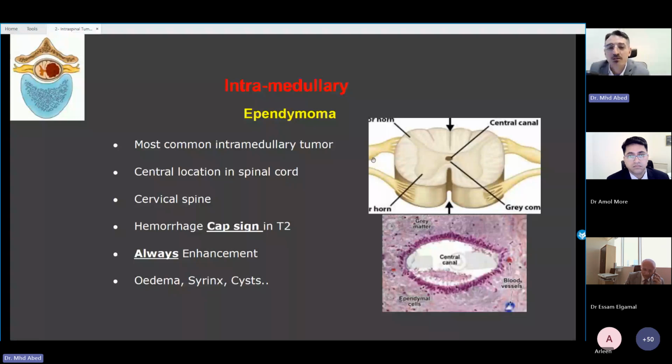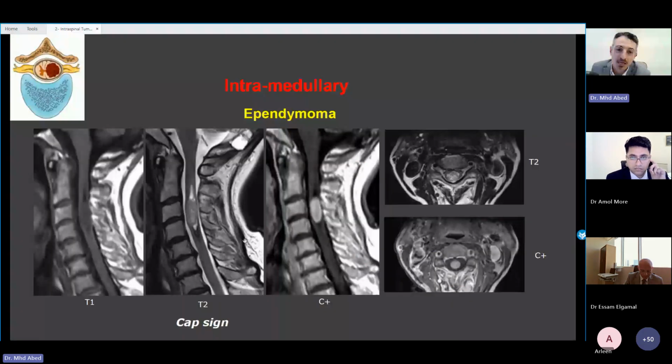intramedullary mass lesion, usually in the cervical spine. As it originates centrally, it will cause syrinx, some cystic degeneration adjacent to the tumor itself, and sometimes also bleeding adjacent to it, edema, and enhancement. This is the typical imaging feature of ependymoma, most common in the cervical spine.